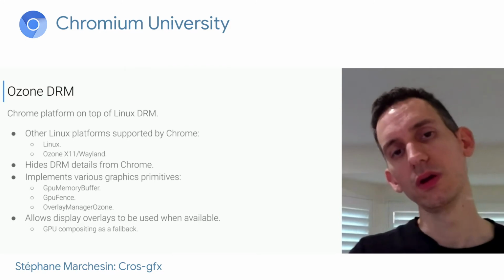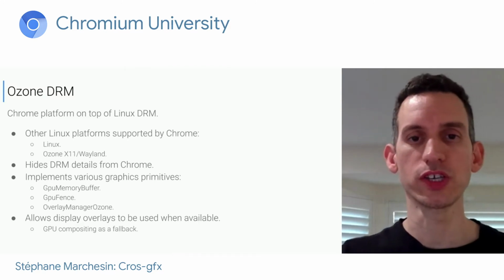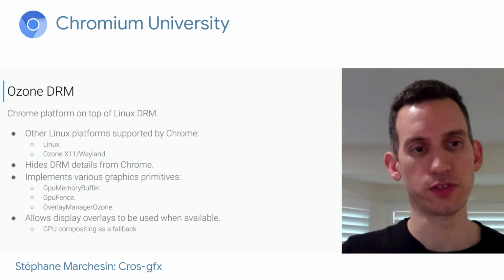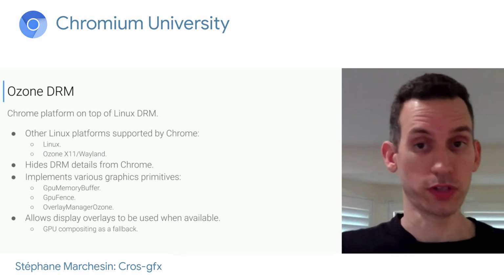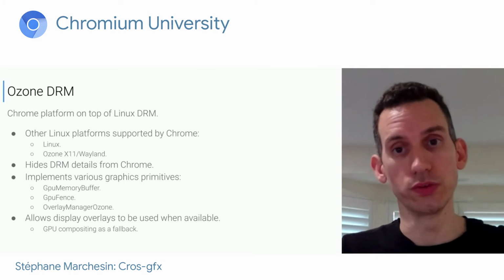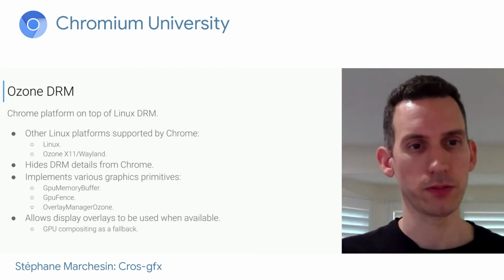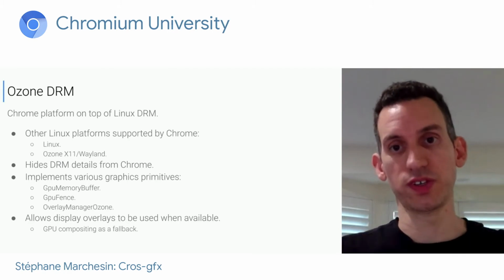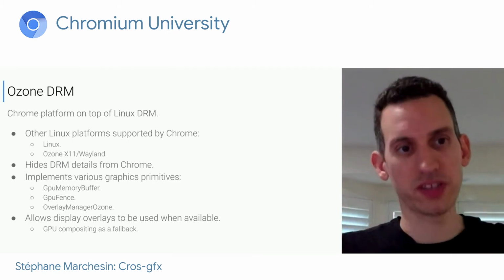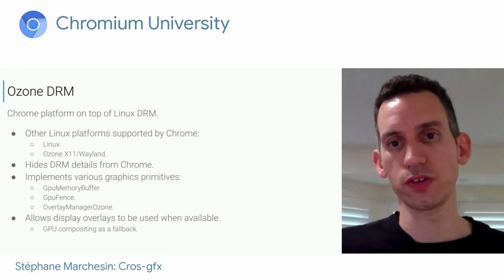And so, as you can imagine, Ozone has many other platform-specific backends, right? But they're not really relevant for the context of this talk, given that Chrome OS only uses DRM there. The gist of it is Ozone abstracts the platform-specific concepts into higher-level concepts. That's the gist of it. If you need to work with Ozone, that's what it does.